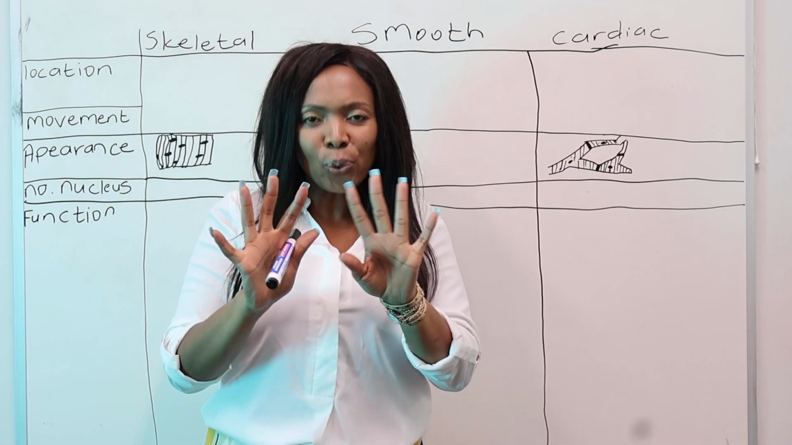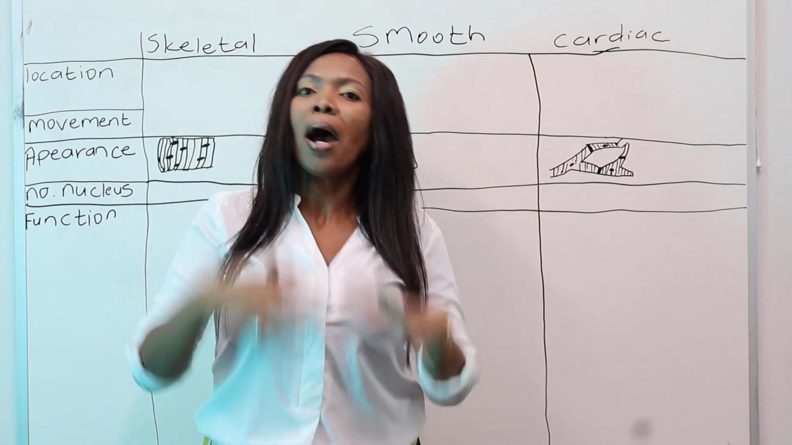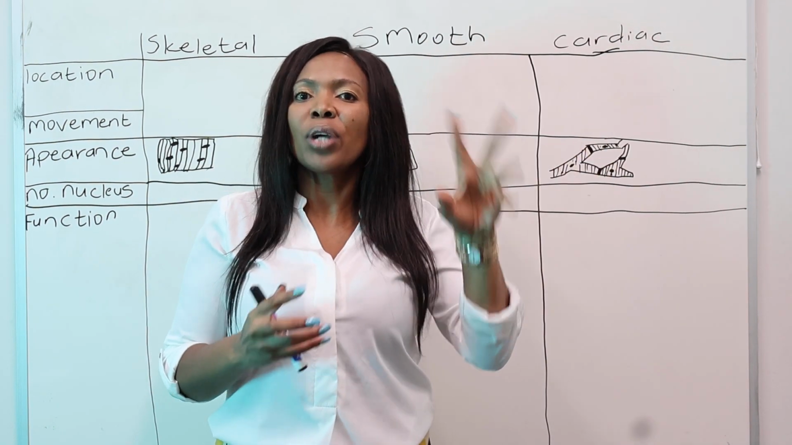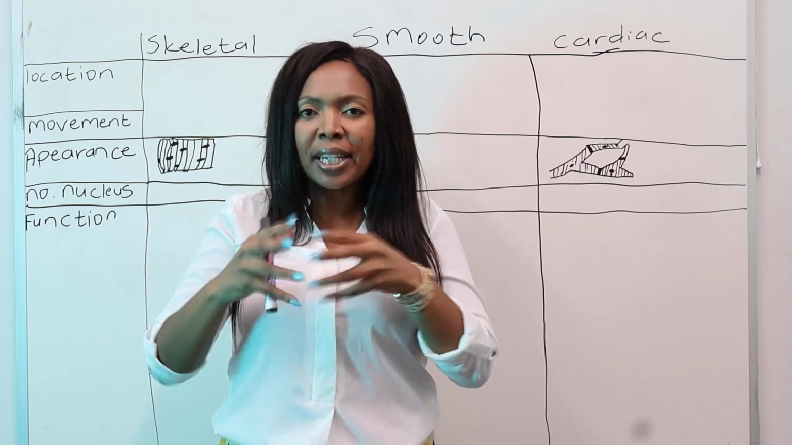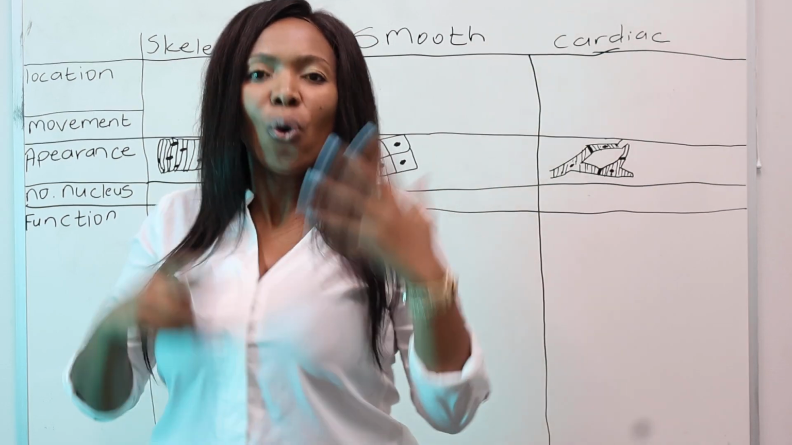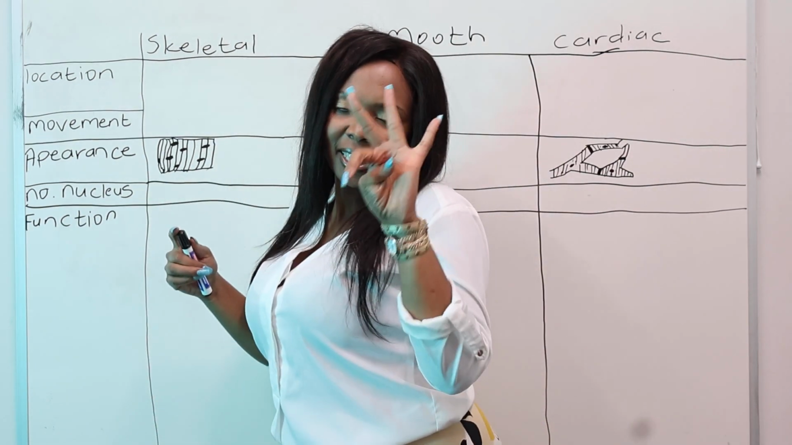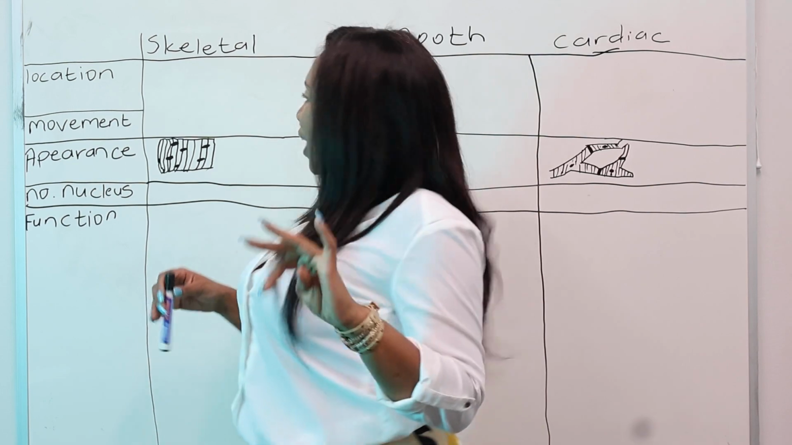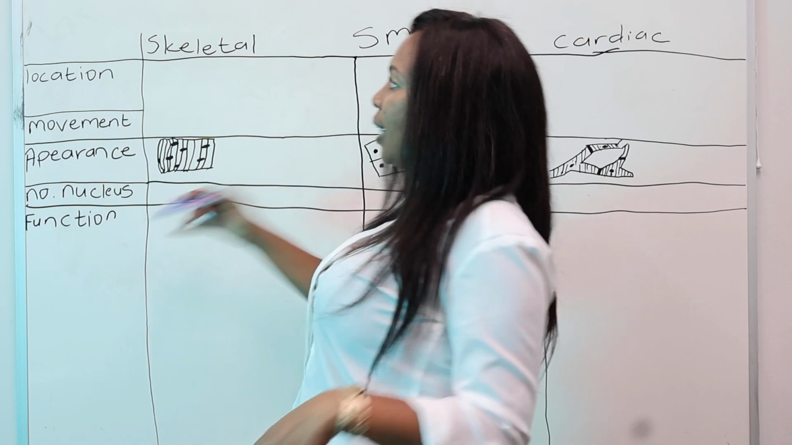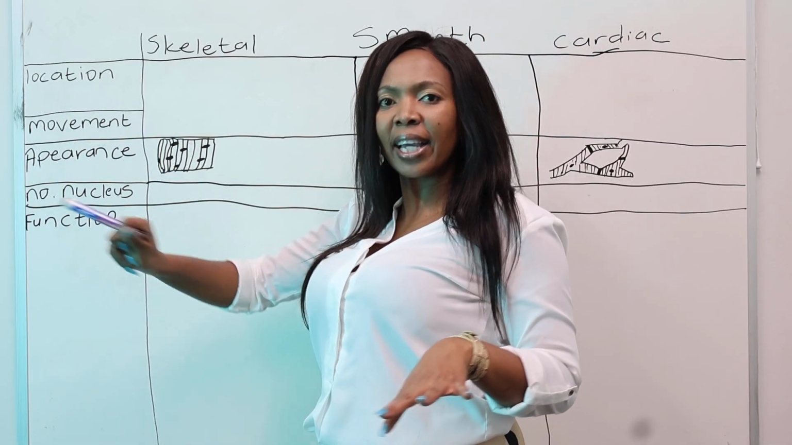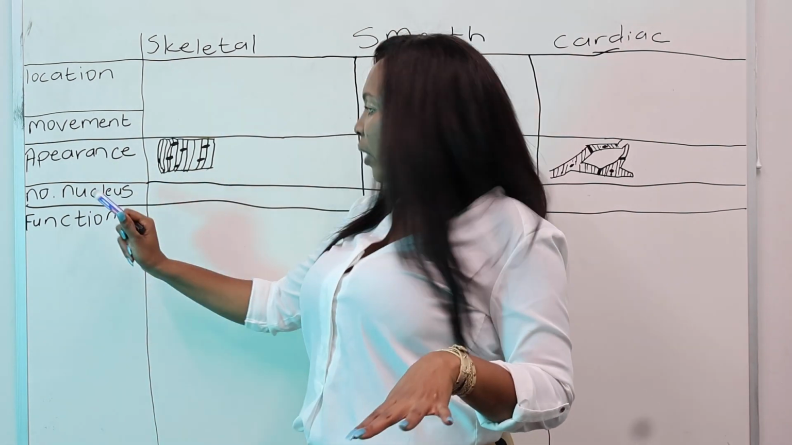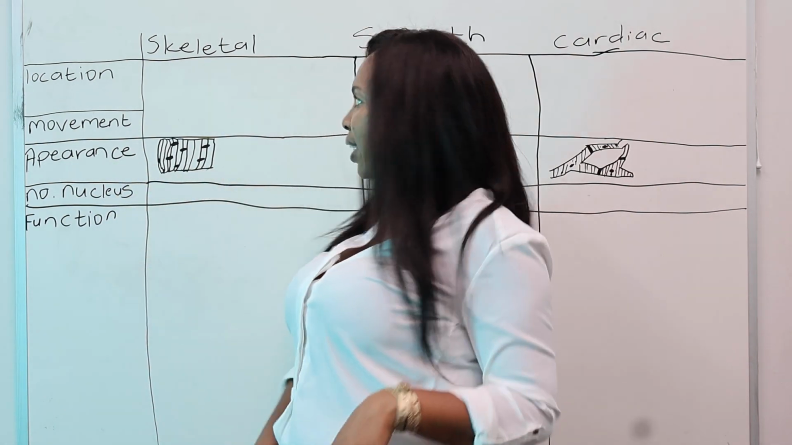Welcome to part 2 where we talk about muscle tissue. Please check part 1 so that you have the right foundation to understand what we're discussing in this video. So, we said there are 3 types of muscle tissue. Now, I want us to differentiate all 3 in terms of where they are located, the type of movement, how they look, the number of nuclei, and the function.